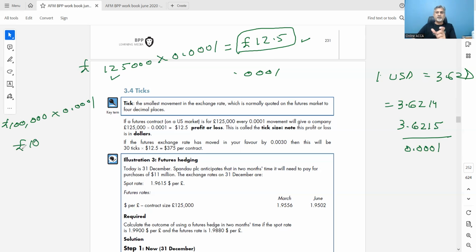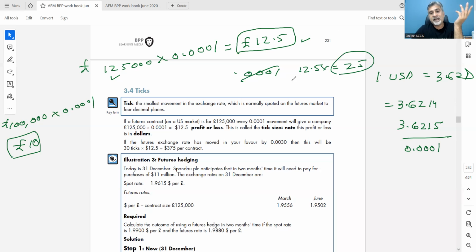It means that if there is a movement of 1 tick, and your contract is 100,000, then 100,000 times 0.0001 means that there is a 10 pound difference, or 10 pound gain or loss, whatever is on 1 contract. Okay. So if I say that there is 1 tick, it is 12.5. If I say that there is a difference of 2 ticks, then 12.5 multiplied by 2. On each contract, there is a gain of 25.